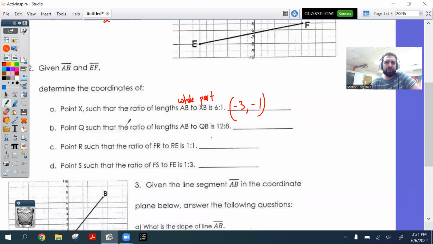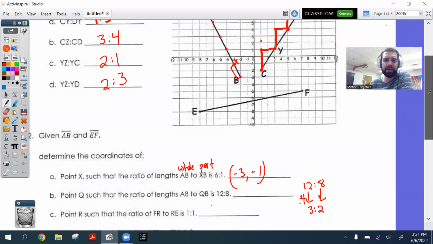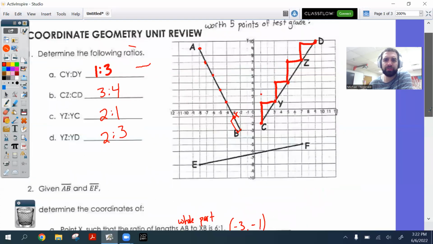Point Q, such that the ratio of lengths AB to QB is 12 to 8. Okay, we're still on this line AB, but when we're given this ratio 12 to 8, that has a common factor. If I divide both of these by 4, I will get 3 to 2, right? So a 3 to 2 ratio: for every 3 units that AB has, QB needs to have 2 units.